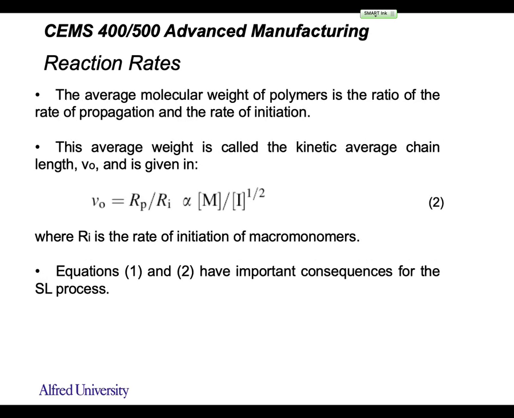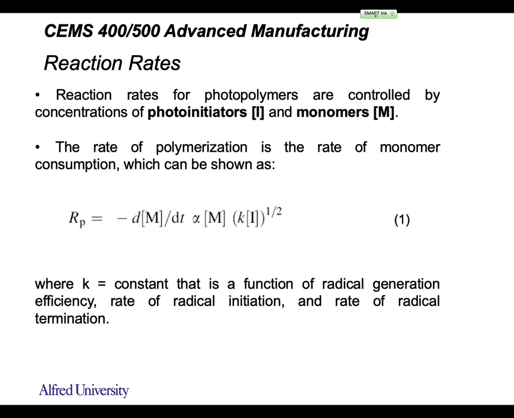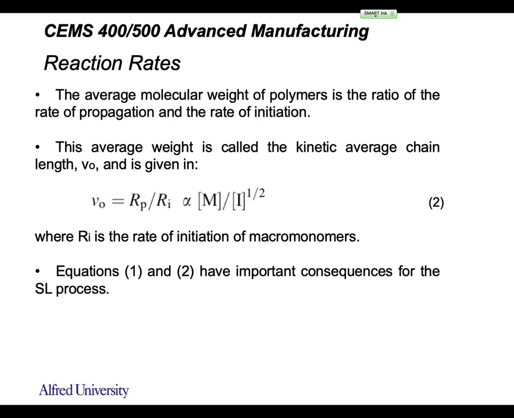So this is the ratio of those two, right? Rate of propagation over rate of initiation, right? If you have a higher rate of initiation, you will have a higher concentration of free radicals, right? And that is related to the concentration of monomers, and inversely related to the concentration of initiators. So those two equations govern the process, right? Any questions?